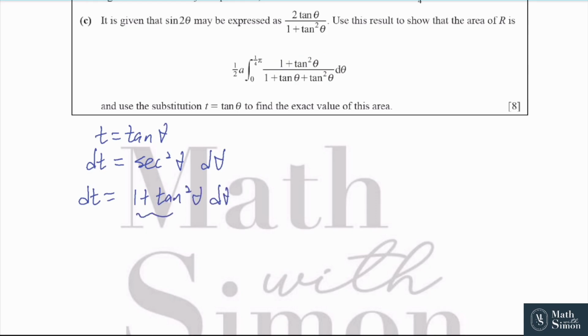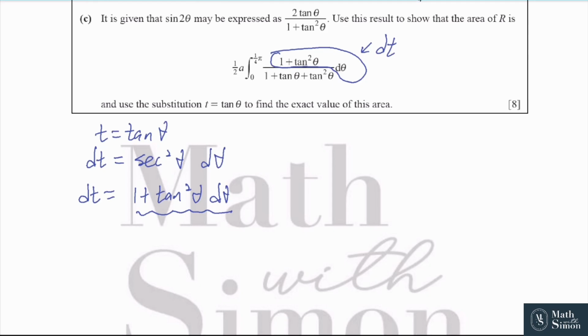So you'll see this 1 plus tangent square d theta is this whole thing here. So this whole thing here can later be replaced by the dt already. Okay, it's actually very nice here. But before we do the substitution, we also need to change the limits to t, because we now have the values of theta. So theta equals 0, t is 0; theta equals 1 over 4 pi, t is 1.